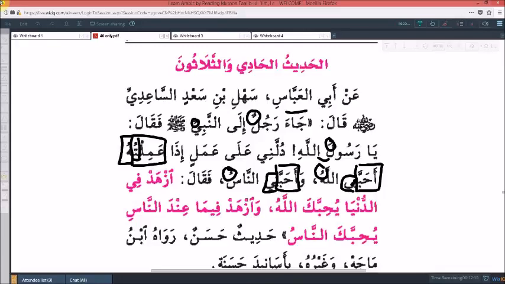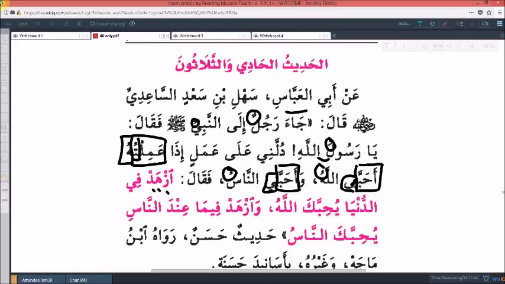Izhad is a command, it's a verb. What tense is it? It's not the madi, it's not the mudari, it's a command. We can see that by the sukoon, right? Izhad from zay ha dal, meaning zuhud. So in zuhud we say asceticism. Right? People who have asceticism.